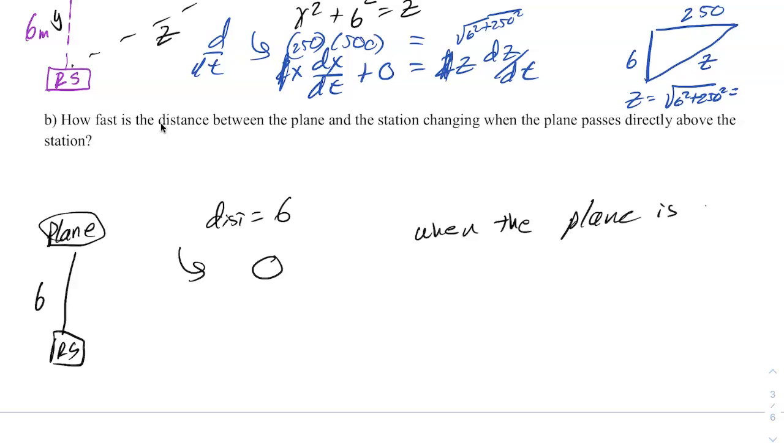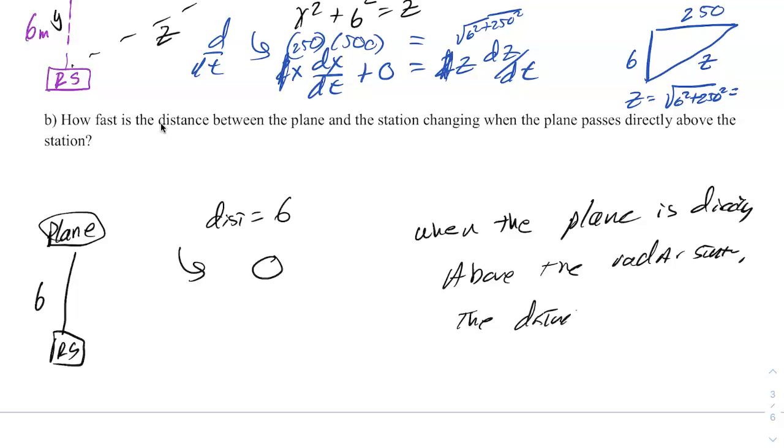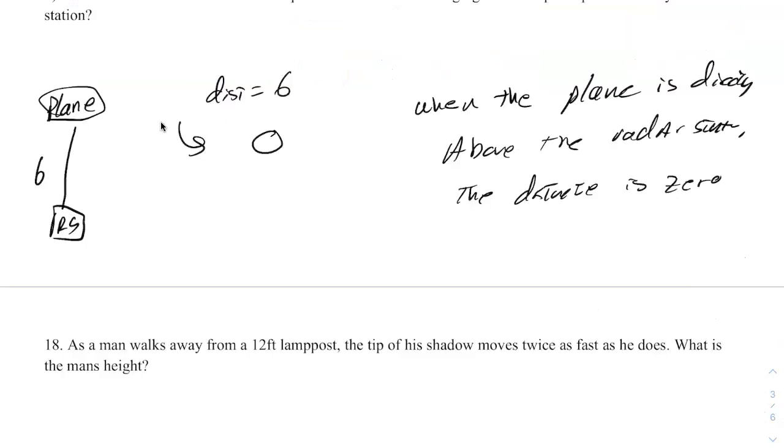When the plane is directly above the radar station, the distance is 0. Okay, next one.